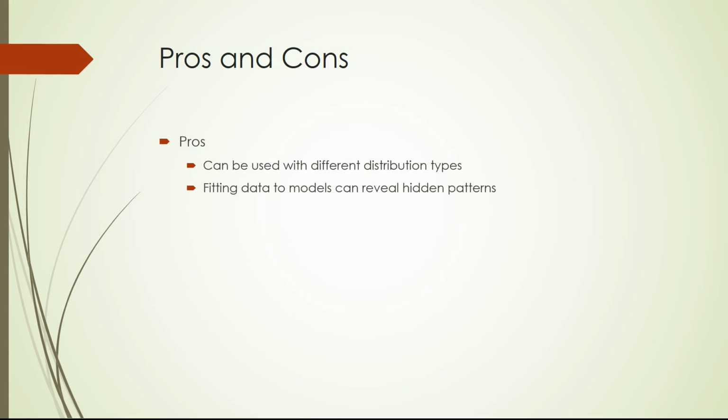The EM algorithm has pros and cons. One of the good things about it is it can be used with different distribution types. I showed a Gaussian distribution in the example, but other types work as well. Also, for the EM algorithm to work, the data must be fitted to a model. Fitting data to a model can reveal hidden patterns.